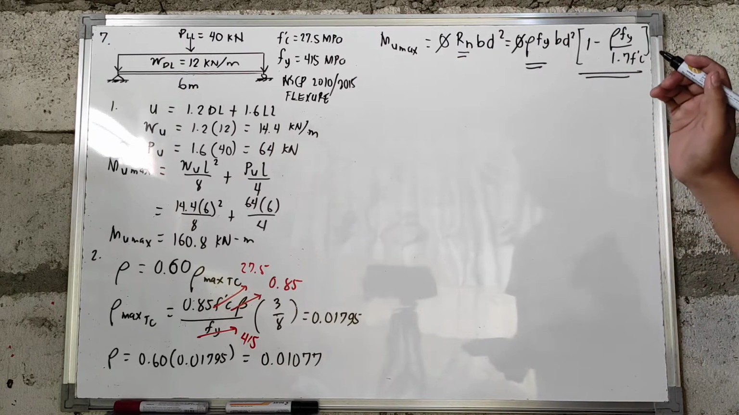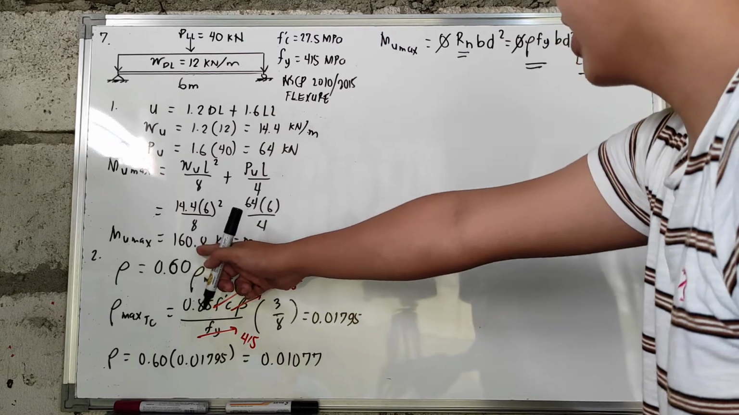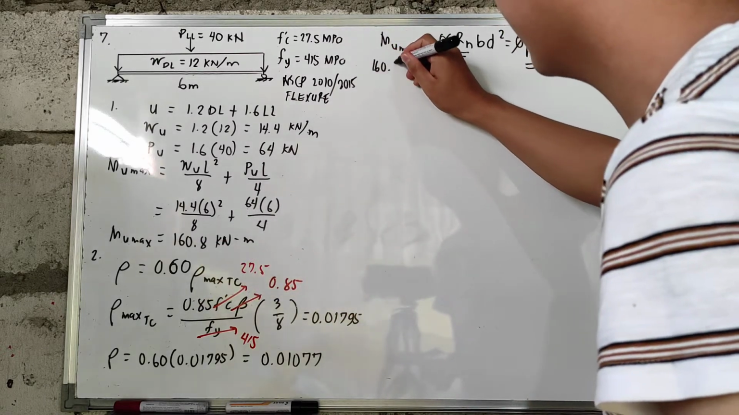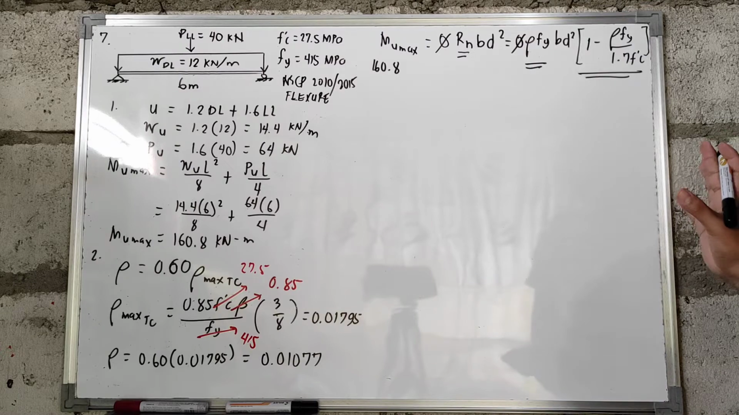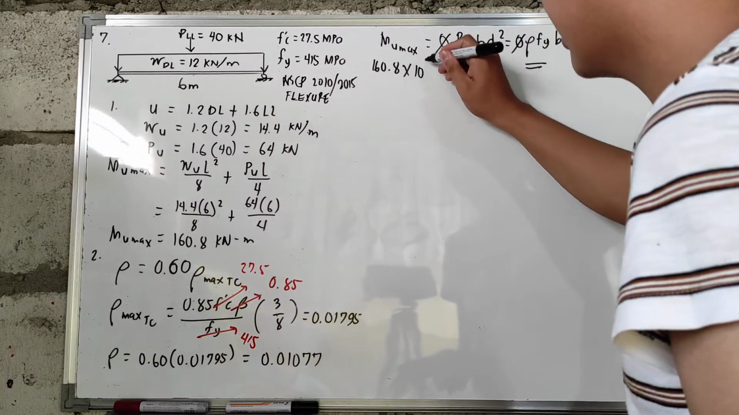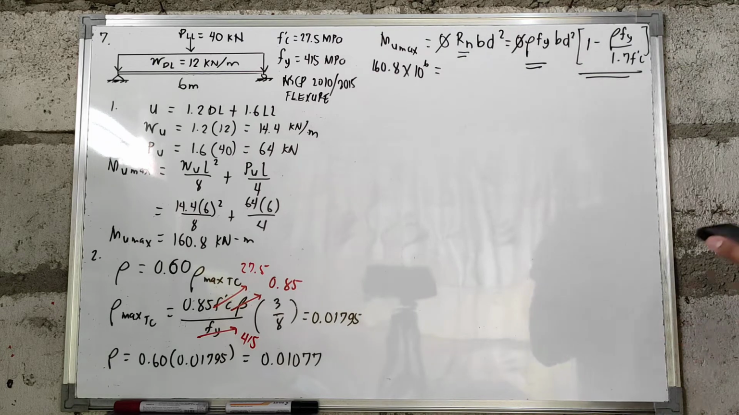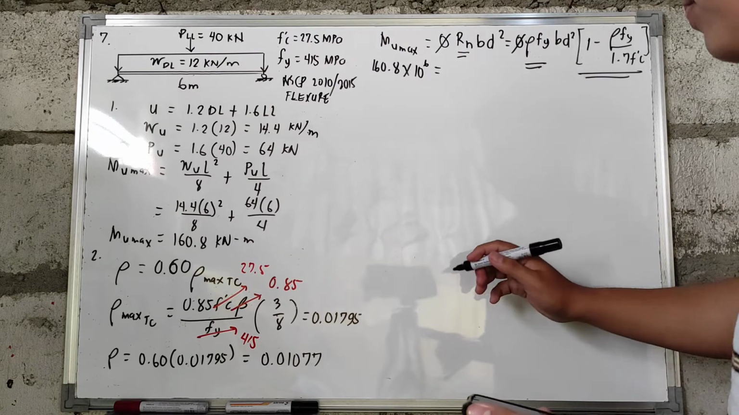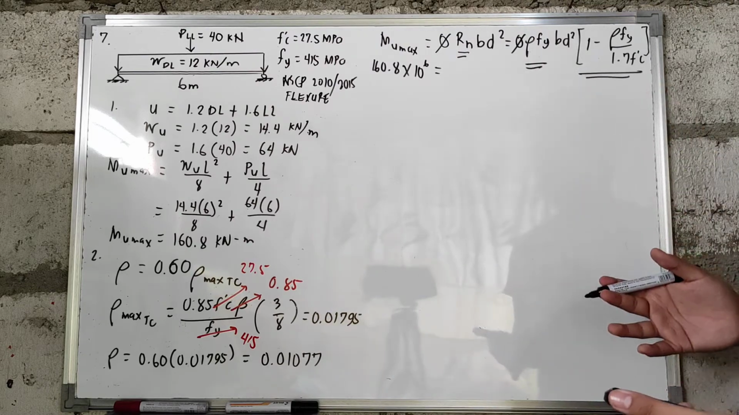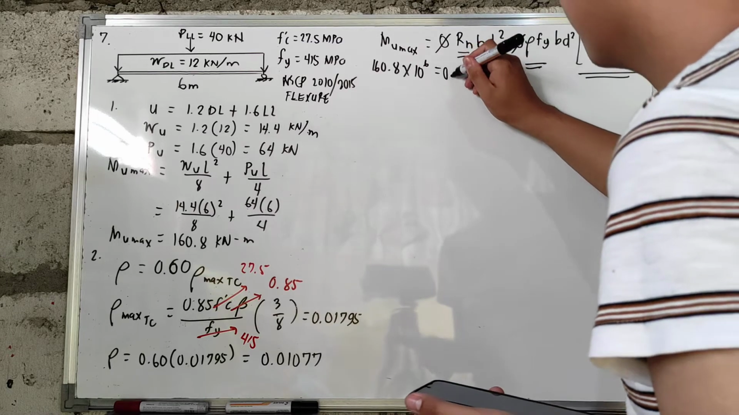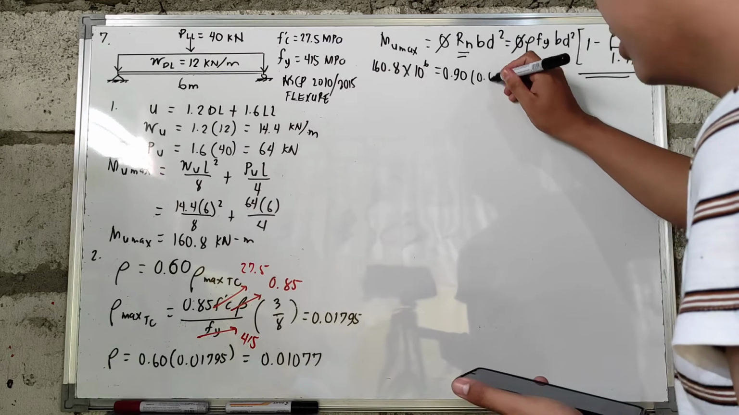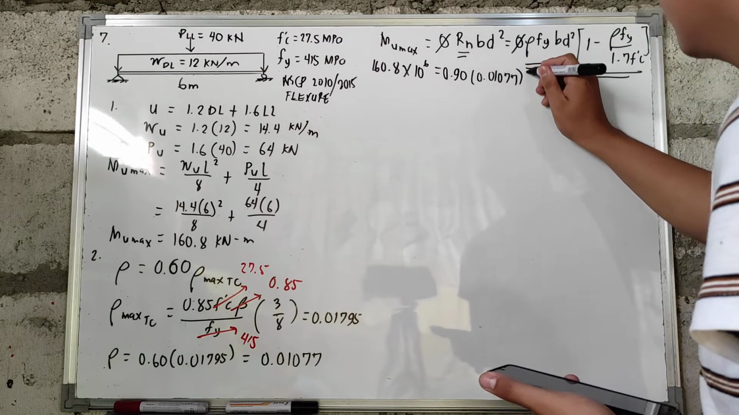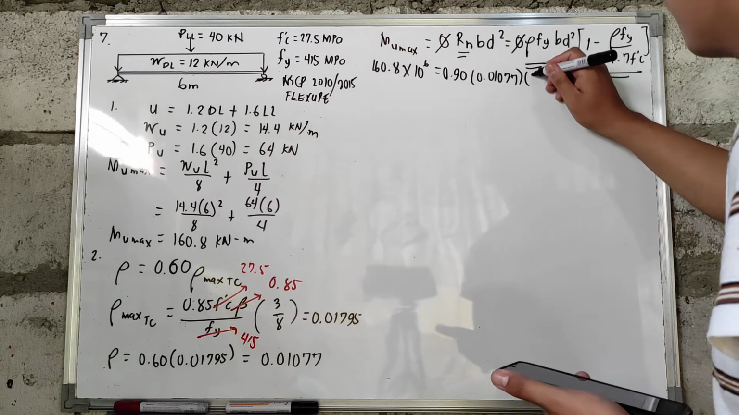So, substitute natin yung mga values natin, yung rho, yung MU max natin, that is 160.8. From kilonewton meter, lalagay natin siya sa formula, so kailangan maging Newton mm yan. Magta-times 10 raised to 6 lang tayo dito. Is equals to, yung reduction factor natin, since nasa transition control tayo, i-assume natin na nasa transition control tayo. So, we have 0.90. And yung rho natin, that is equal to 0.0177. Yung Fy natin, that will be equal to 415.